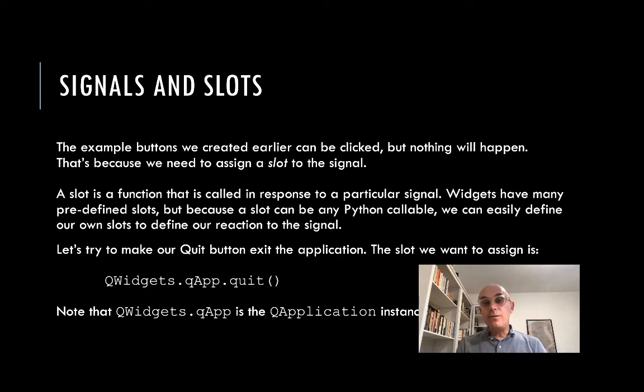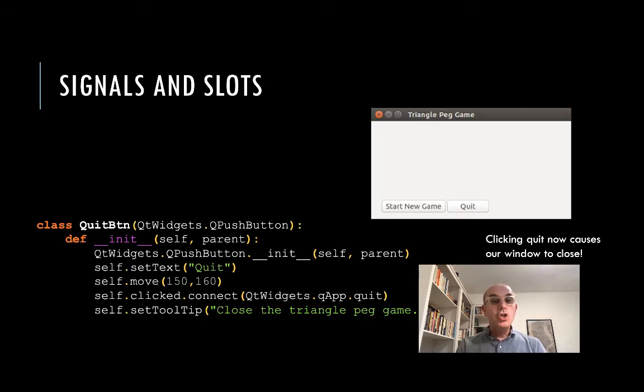So let's try to make a quit button and exit the application. The slot in this case will be assigned as QApplication.quit, and that will close it. Note that QApp is the Q application instance running our programs. So in this case, clicking quit will close the window that we created.